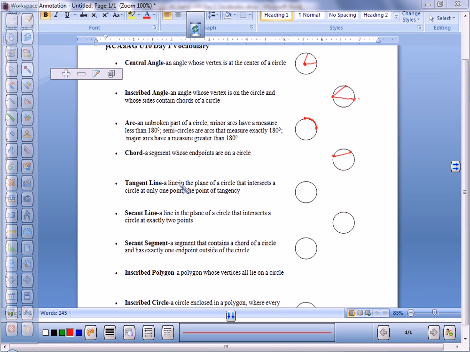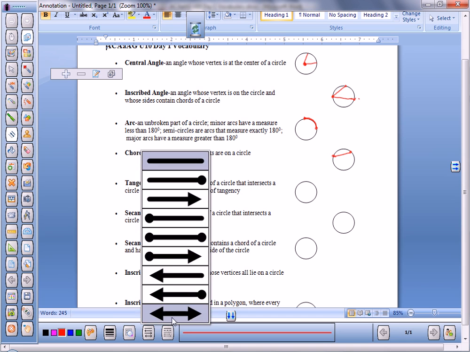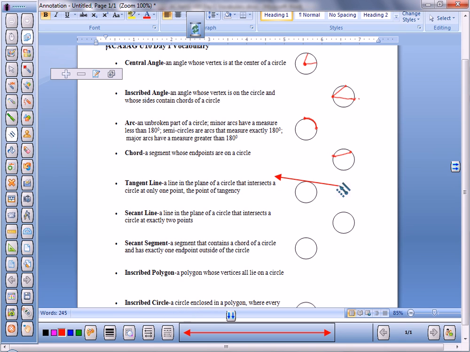The next one, tangent line. It's a line in the plane of a circle that intersects the circle in exactly one spot. So let's sketch a tangent line real quick. So it's a line. It needs to extend forever in both directions. And it touches the circle in exactly one spot. All right. The next one is a secant line. A secant line passes through 2 points, so you could really draw it any way you wanted. There we go. There's a secant line.